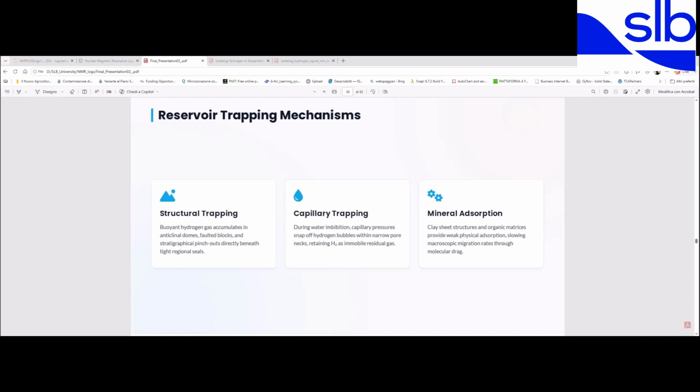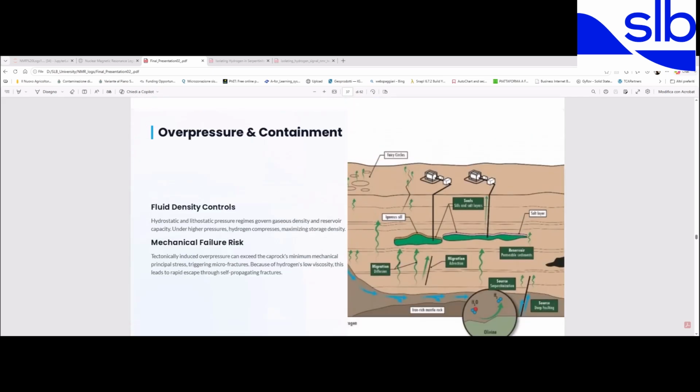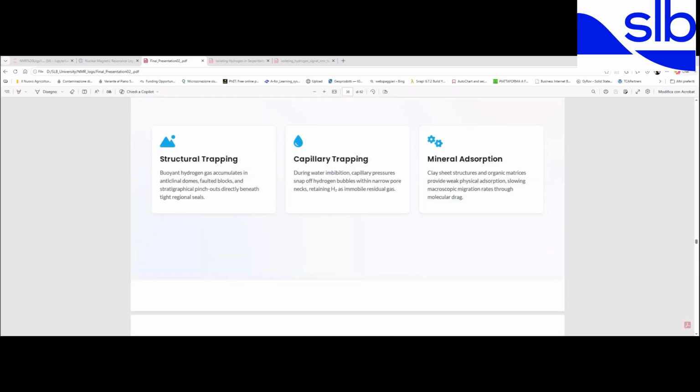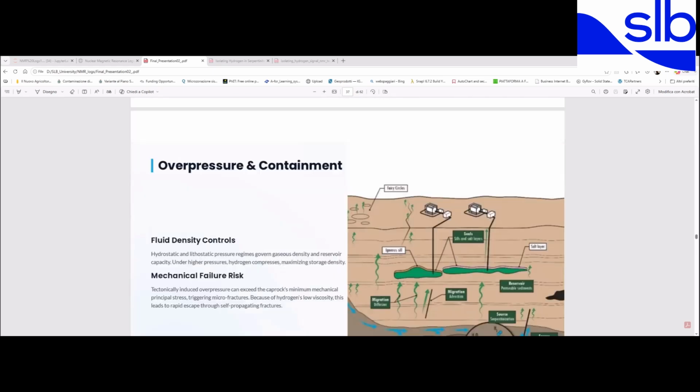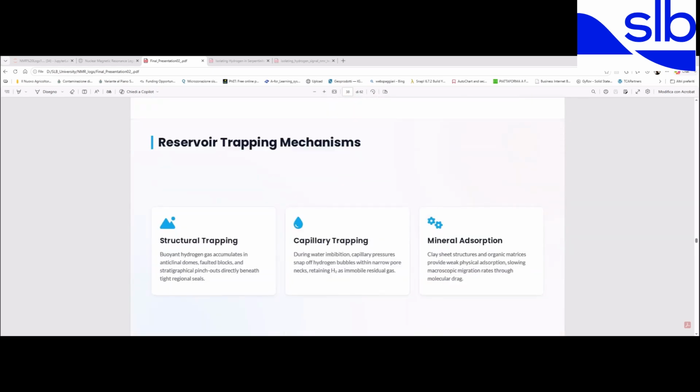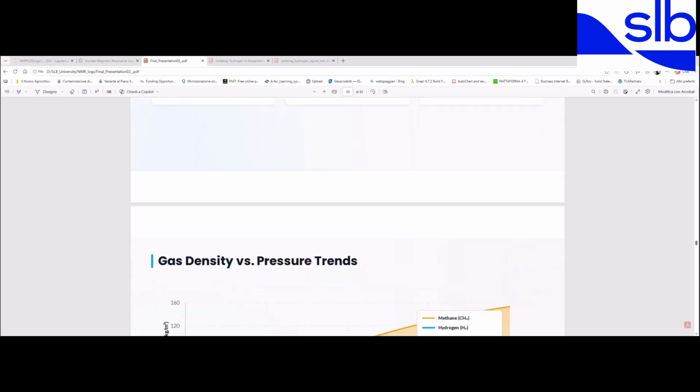So this is a totally different process. As we just said, capillary trapping is governed by the density of the rock, the depth of the seal, and hydrostatic pressure. When this capillary pressure goes under 5 megapascal, you have the possibility of diffusion over geological time, capillary leakage, and it acts as a migration pathway. Mineral absorption: you have a clay sheet structure and organic matrix that provide weak absorption, slowing macroscopic migration rates through molecular drag.